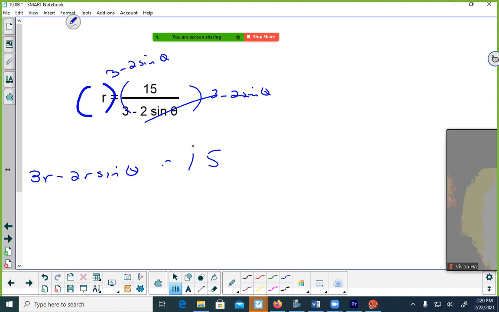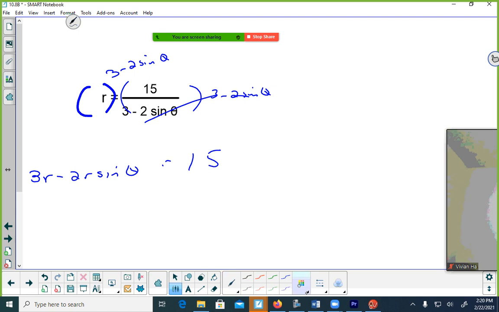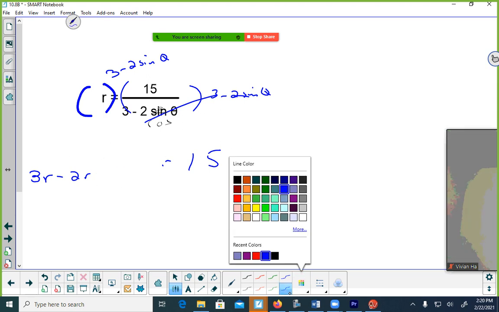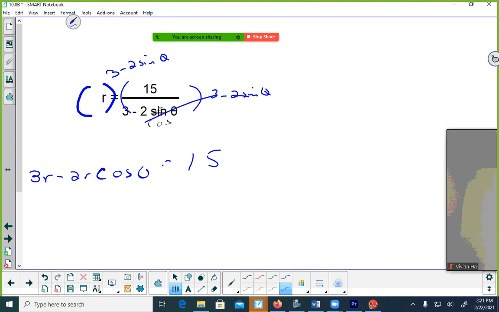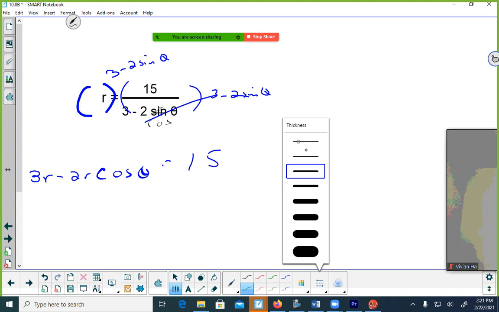Is there anything that I can eliminate right now the way it's written? Yes. Oh, is it a cosine? Oh, it is. Is it cosine on your sheet? Did I graph cosine or sine? Thank you. All right, so I'm going to change the sine to cosine. Everyone good with that? And I'm probably going to do that first before I do anything else.